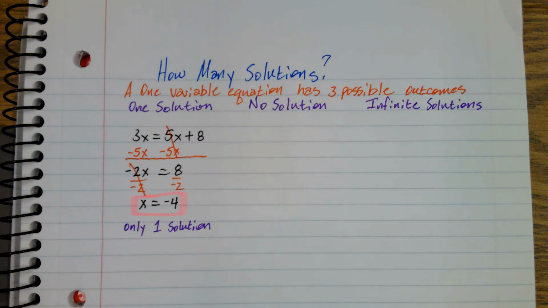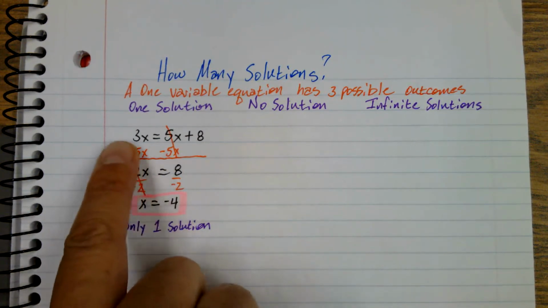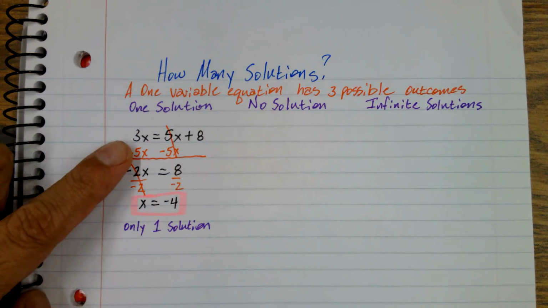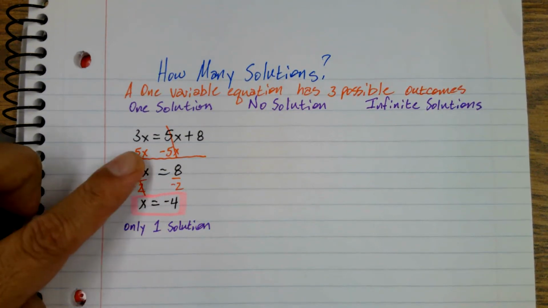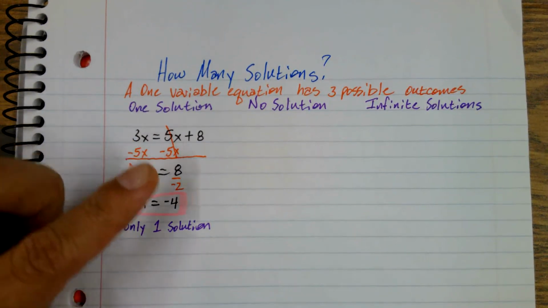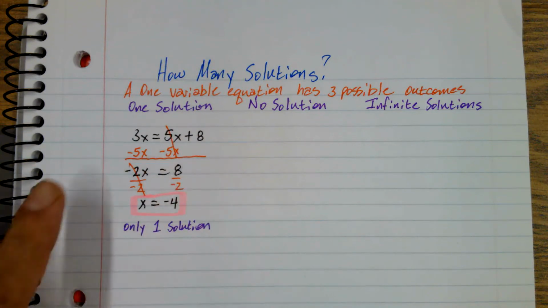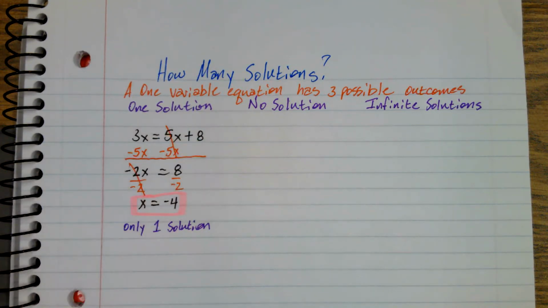Okay? So now, let's explore how we get no solution. So now you may be wondering, how is it that you're going to get no answer? So remember, if I go back and I put negative 4 into the original equation, I'm going to get a true statement at the end, right? 3 times negative 4, that's negative 12. Over here, 5 times negative 4, that's negative 20. But if I add 8, I get negative 12.